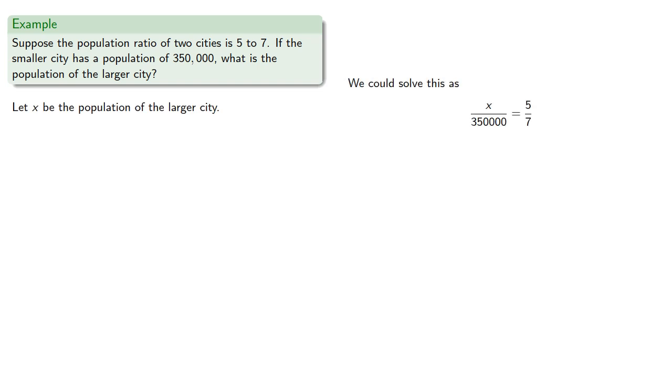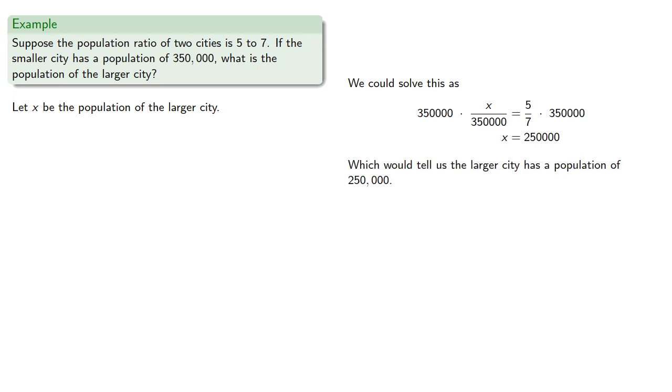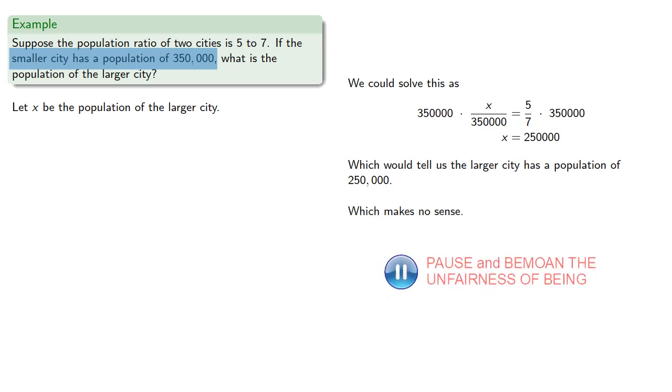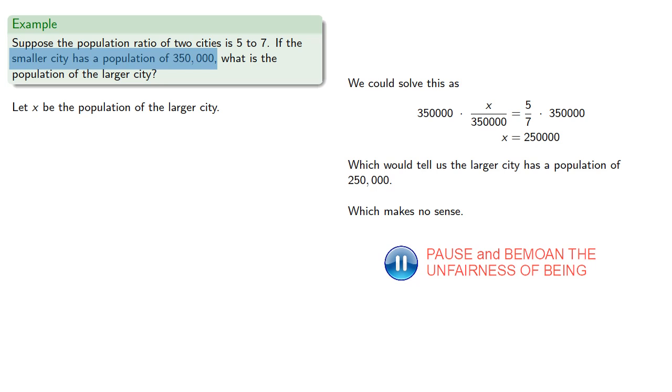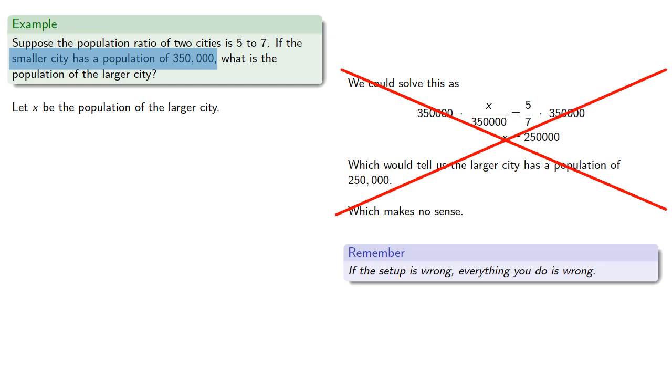And we could solve this as X over 350 is 5 over 7, multiplied by 350, and we get X equals 250,000. And remember, we want to answer the question in the same language it was asked, and so this would tell us the larger city has a population of 250,000, where the smaller city has a larger population. This doesn't make sense. So remember, if the setup is wrong, everything you do is wrong.